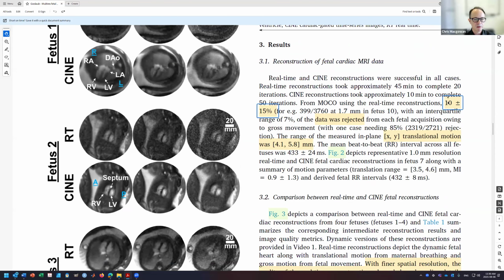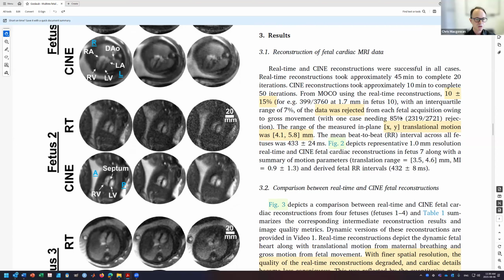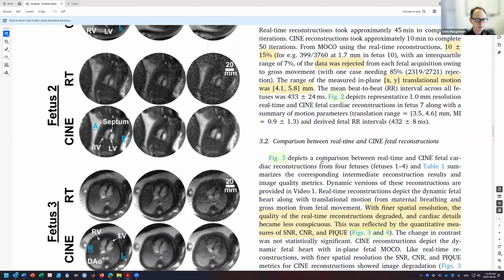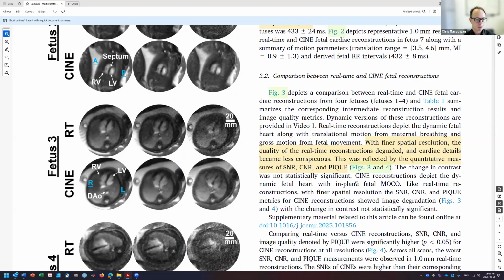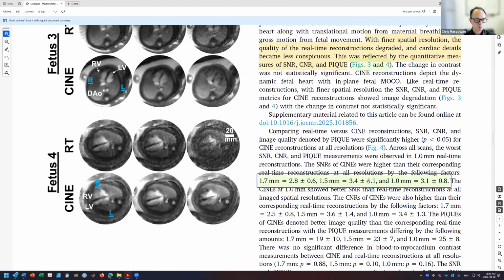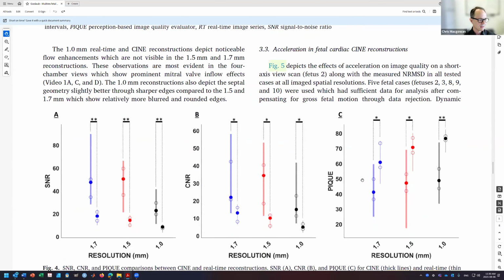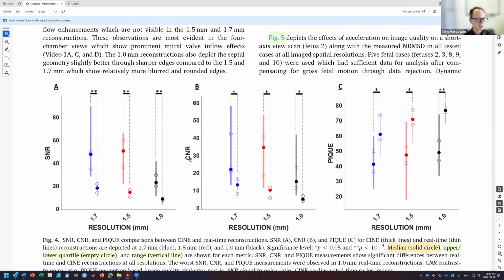In terms of data acceptance and rejection, on average we discard about 10% of the data due to outlier rejection. The range of motion in the retained data was about 0.5 centimeter in-plane displacement. Maybe we'll skip ahead to look at some of the comparisons of SNR, contrast-to-noise ratio, and PIQE at each of the different resolutions between the real-time and the Cine reconstructions.